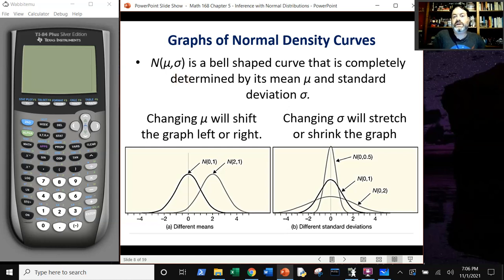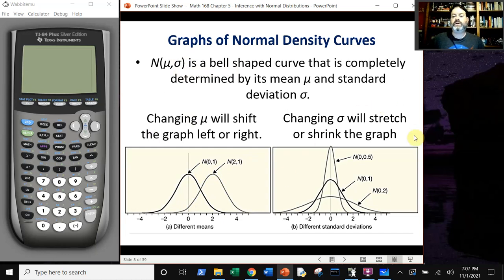So normal density curves can really only take a few different forms. If you change the mean, it shifts to the left or right, which makes sense, right? Because the amount of variability doesn't change if sigma stays whatever number it is. So you can see in the example here, the standard deviation is 1 in both of these graphs, but the mean changes from 0 to 2. And so you can see the one that's 2 moves over to the right.